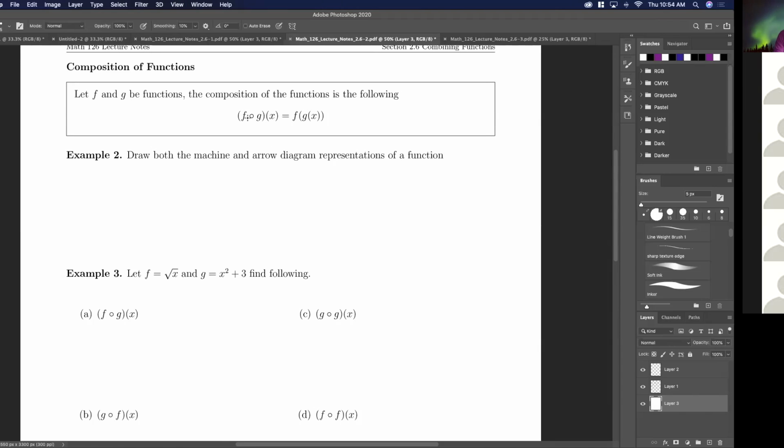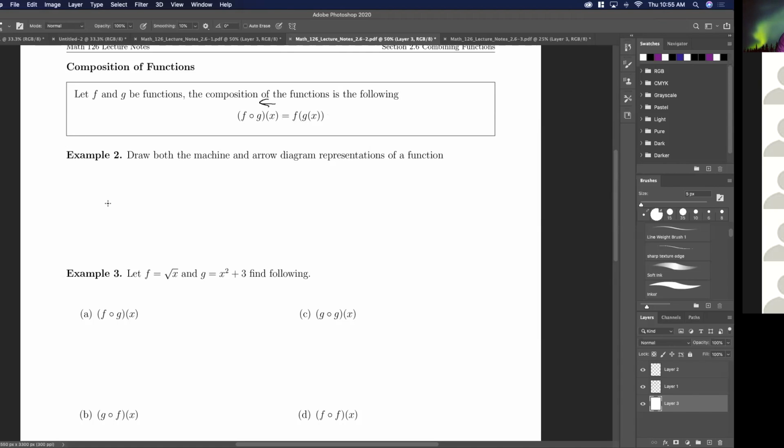So here, f composed with g of x is equal to f of g of x. That's the way you say it. You actually read this from right to left instead of left to right. So you read it backwards. Just make sure you're being very careful.